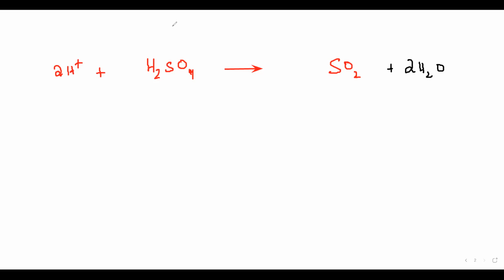Now we have to balance the charge here. So what should be the charge? 2 plus 2 multiplied by 1, so it is plus 2. This is 0, molecule 0, 0. So we have plus 2 charge on the left hand side. So it should be 0. So where should we add electrons? So we should add electrons to the side where there is a greater charge. So we should add 2 electrons on the left hand side.